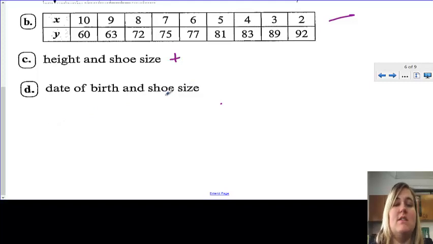Date of birth and shoe size, we would do the exact same thing, except we would change it to the date of birth. And what we find is birth date has nothing to do with what size your shoe is. So we would say that this one has no correlation.